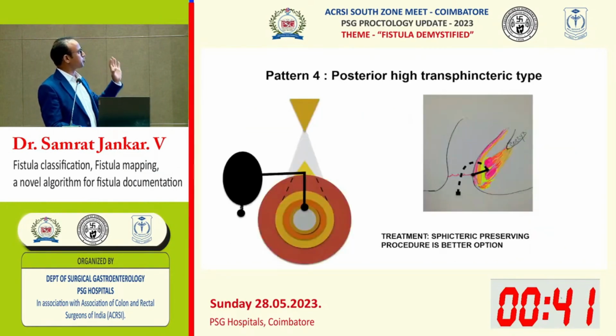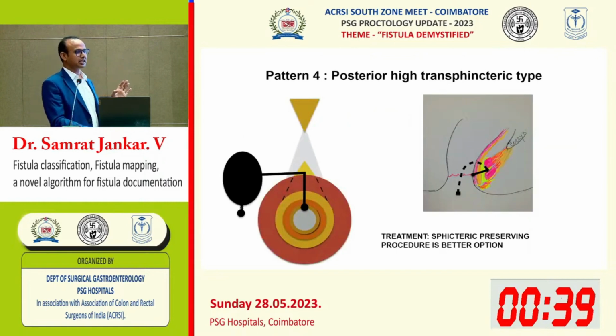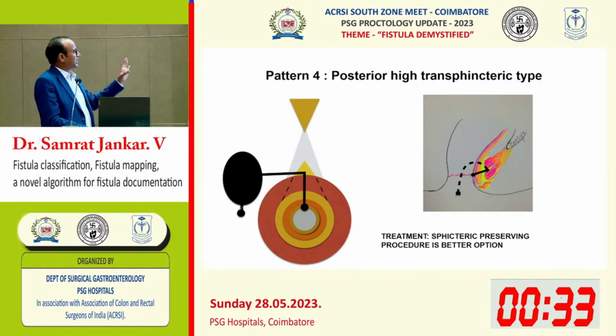Coming next is posterior high transsphincteric. Posterior high transsphincteric, again, is one of the patterns which makes things more complicated for the surgeon. Routinely 80% will go to the deep postanal space, go right or left and present as an ischioanal or horseshoe tract. This is the 80% he labels.